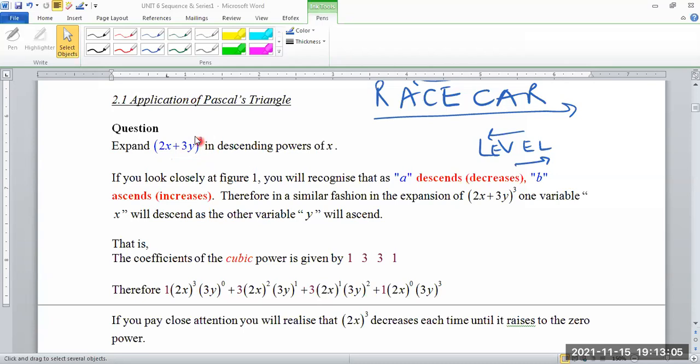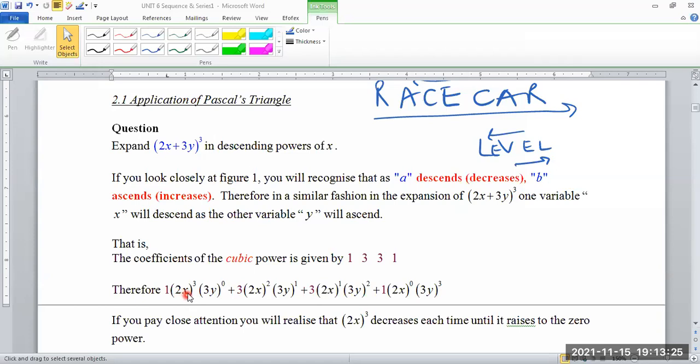That means y has nowhere to go now. Y can't go anywhere because the overall power is 3. So y can't go anywhere. Y has to be 0. So that's why I have it as 0, sir. Then, sir, what if I don't write it? No problem. Not a problem. My second coefficient is 3.